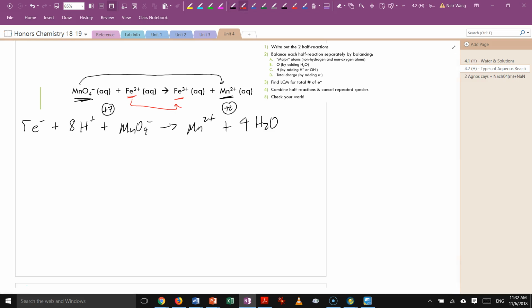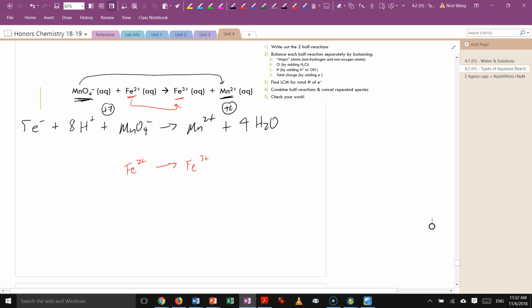Let's balance our second half reaction. This time we're using iron, so it's going to be Fe2 plus, and that's going to become Fe3 plus. Again, let's walk through the process. Balance each half reaction by balancing the major atoms. Fe and Fe are the major atoms, so no need to add any extra there. Adding O's and H's, there are no O's and H's involved here, so we don't have to worry about that. And then step 2D, the total charge by adding electrons. The total on the left side is positive 2, and the total on the right side is positive 3.